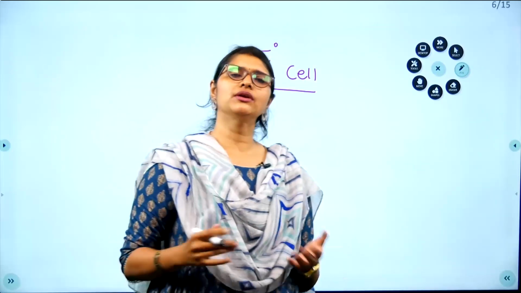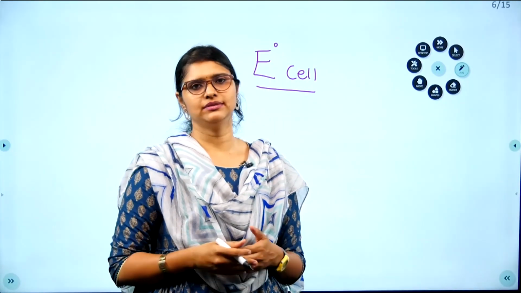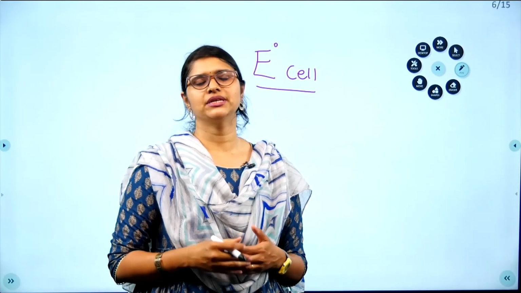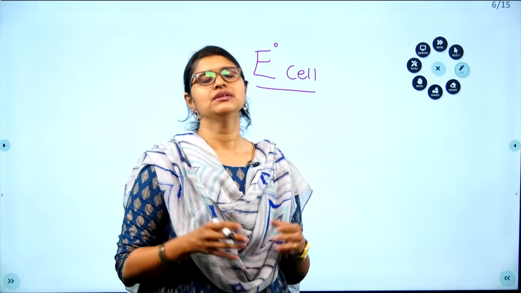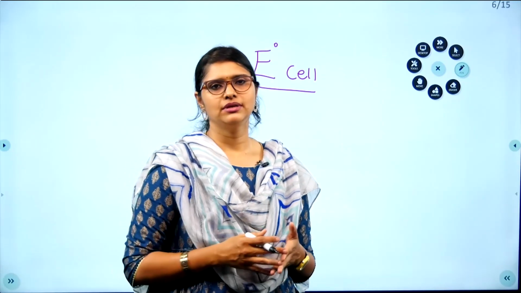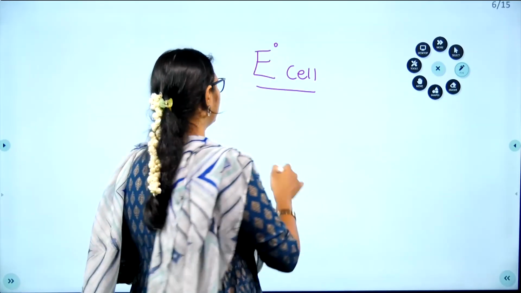What do you mean by E naught cell? E stands for electrode potential. E naught cell is nothing but standard electrode potential. Okay, standard electrode potential. So it's a very simple formula, a shortcut formula I can give you.